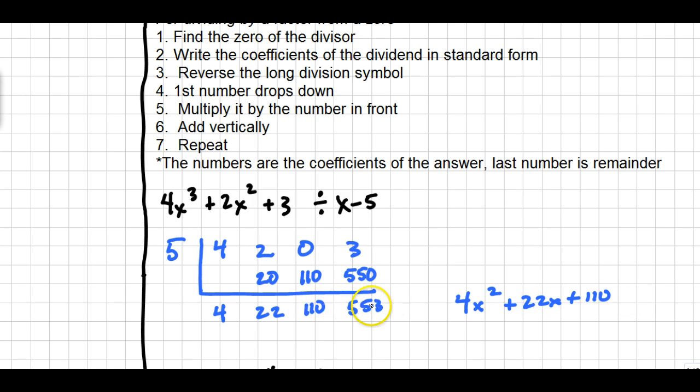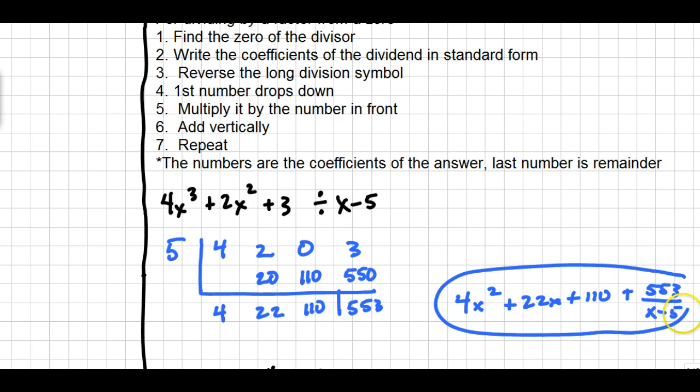Now if you do have an extra number there, then that number is a remainder. So you just write plus 553. Don't forget your remainder still needs to be divided by the original divisor. So you need to put the x minus 5 underneath it. And so then this is your final answer.